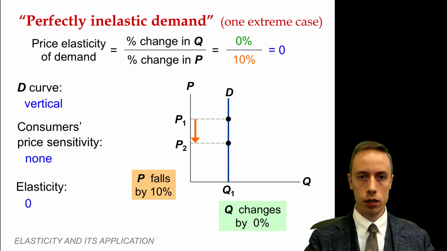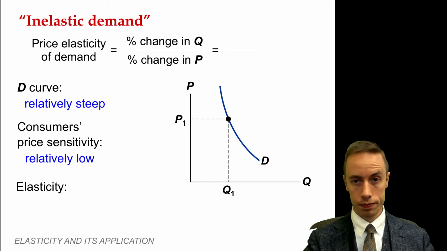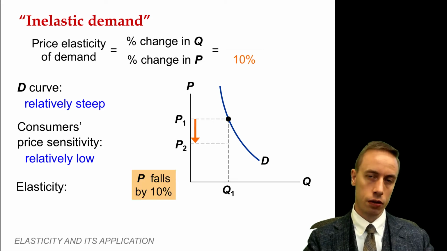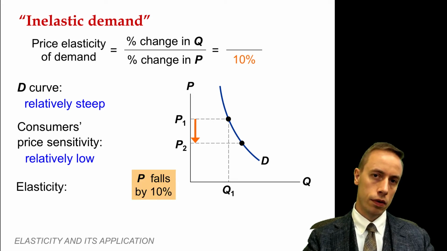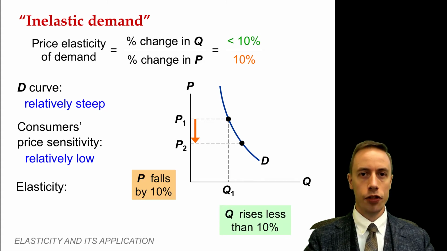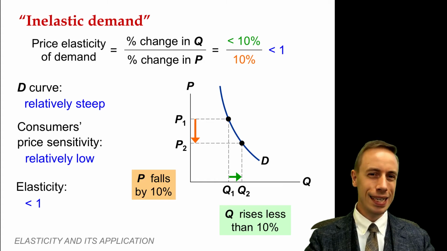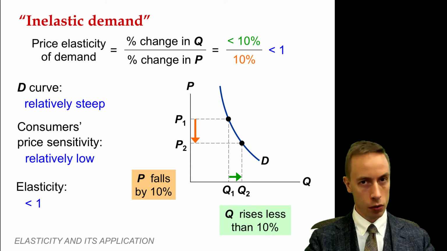In general, inelastic refers to any elasticity less than 1. So how do you get an elasticity less than 1? Well, if you have a given price change, let's stick with 10%, that fraction is going to produce a number less than 1 if the numerator is less than the denominator. So in this example, less than a 10% change. This is inelastic. We refer to demand as being elastic if it's more than 1.